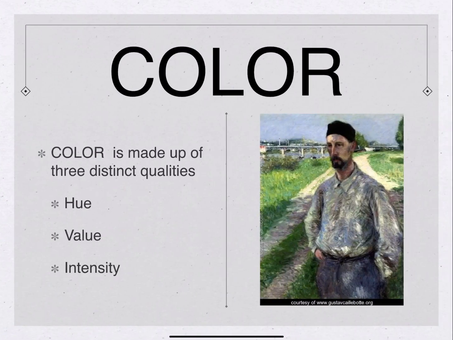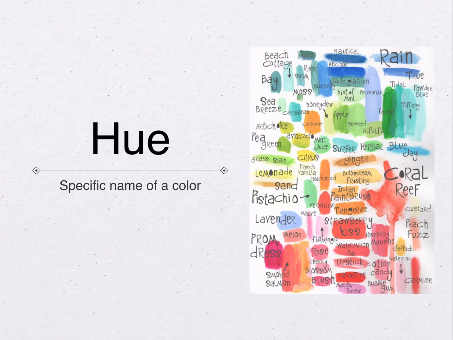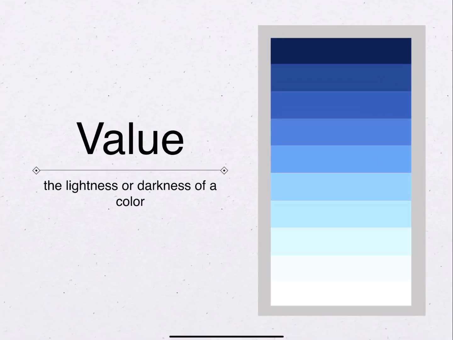Now, we have to understand color a little bit more. And to understand color, you have to know its three distinct qualities. Every color has a hue, a value, and an intensity. So, hue means that it's a specific name of a color. Whenever you would take a painting class with me, we're going to talk a lot about different hues because there's like 6 reds you can choose from. There's alizarin crimson, cadmium red light, cadmium red medium.